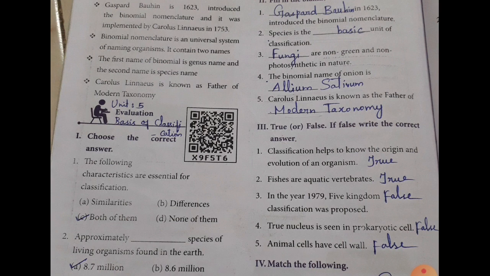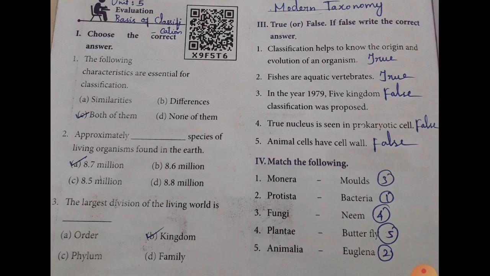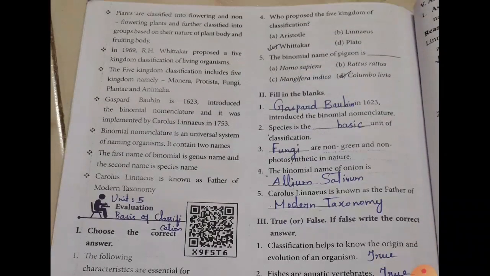The following characteristics are essential for classification. Option C, both of them. Second one, approximately dash species of living organisms found on the earth. 8.7 million. Third one, the largest division of the living world is dash. Option B, kingdom. And fourth one, who proposed the five kingdoms of classification? Option C, Whittaker. Fifth one, binomial name of a pigeon is Columba livia.